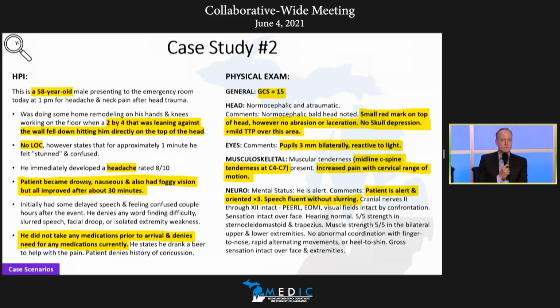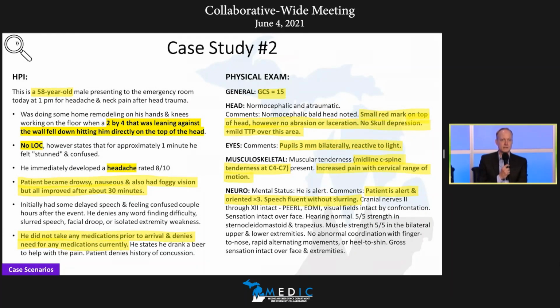And then I think the wrinkle here, and the reason we want to bring this case up, is there are some neck findings: some midline cervical spine tenderness, and some pain with range of motion of the neck. So let's launch the poll here.